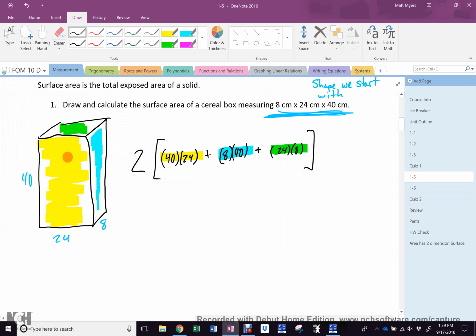Everybody cool? Now this is just, there's your WH, HL, and LW, isn't it? Yeah. Okay? So the formula exists. This is how we use it. Everybody cool? Now, does everybody understand this math? I do that times that, plus that times that, plus that times that, and then the whole answer is times 2, correct? Everybody get out your calculator and tell me the answer to this.